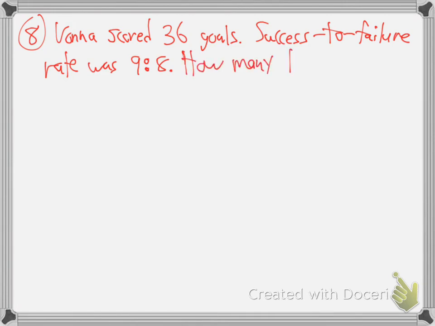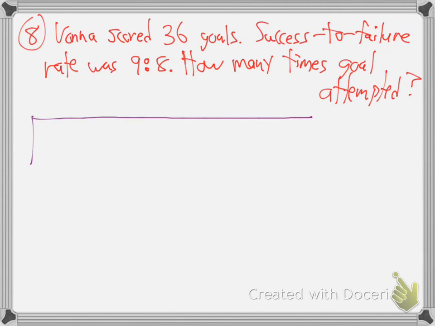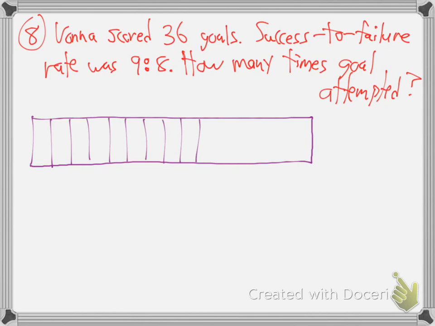How many times goal attempted? Write out the fraction. I always think it's helpful to see it. You know, if it was my test, my grade on the line, I would want to see the bar just for extra clarity. Okay, so 9 to 8. So I'm going to go 1, 2, 3, 4, 5, 6, 7, 8, 9. 1, 2, 3, 4, 5, 6, 7, 8, 9.